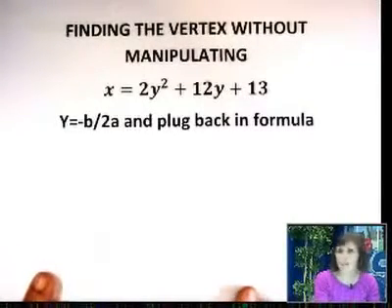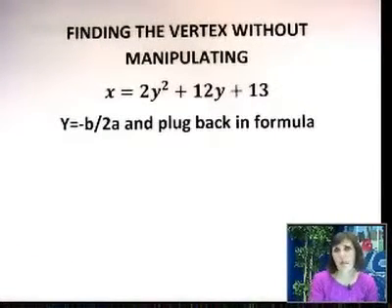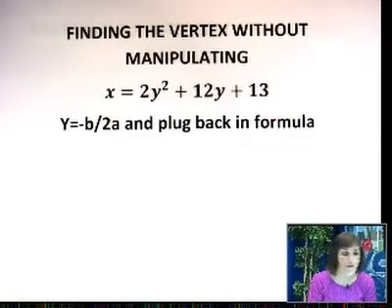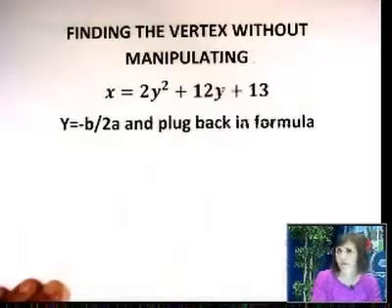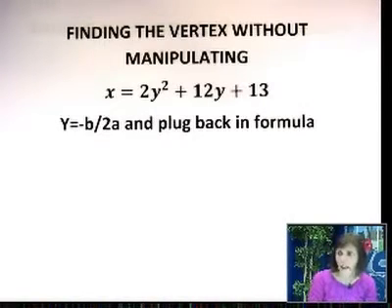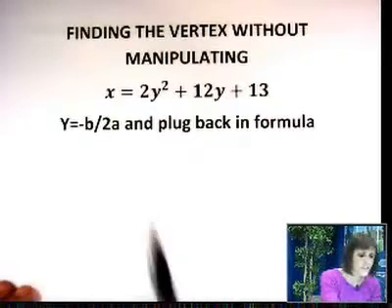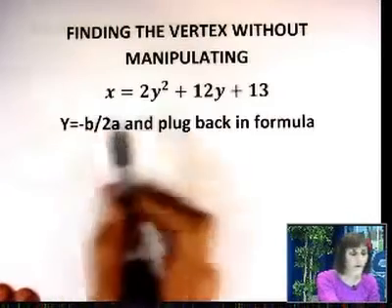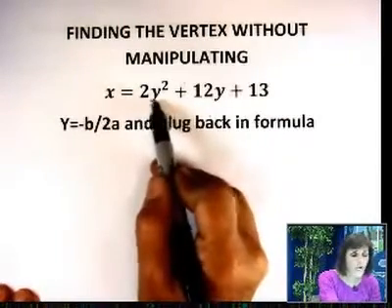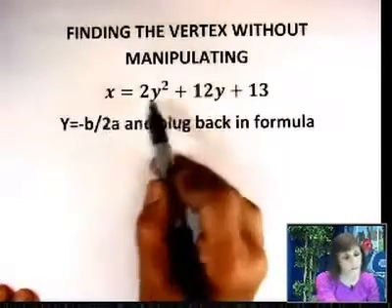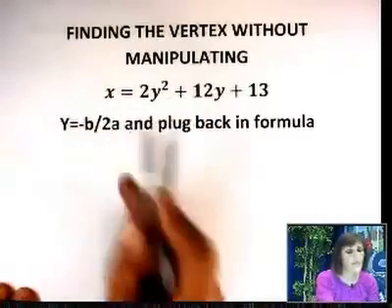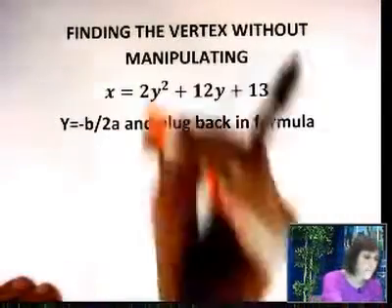Now, let's find the vertex without manipulating and using the order of operations. Let's say I have the same thing, x equals that formula. Now, what I need to do is find the y-coordinate. So y is going to be negative b over 2a. What the heck is a and b?